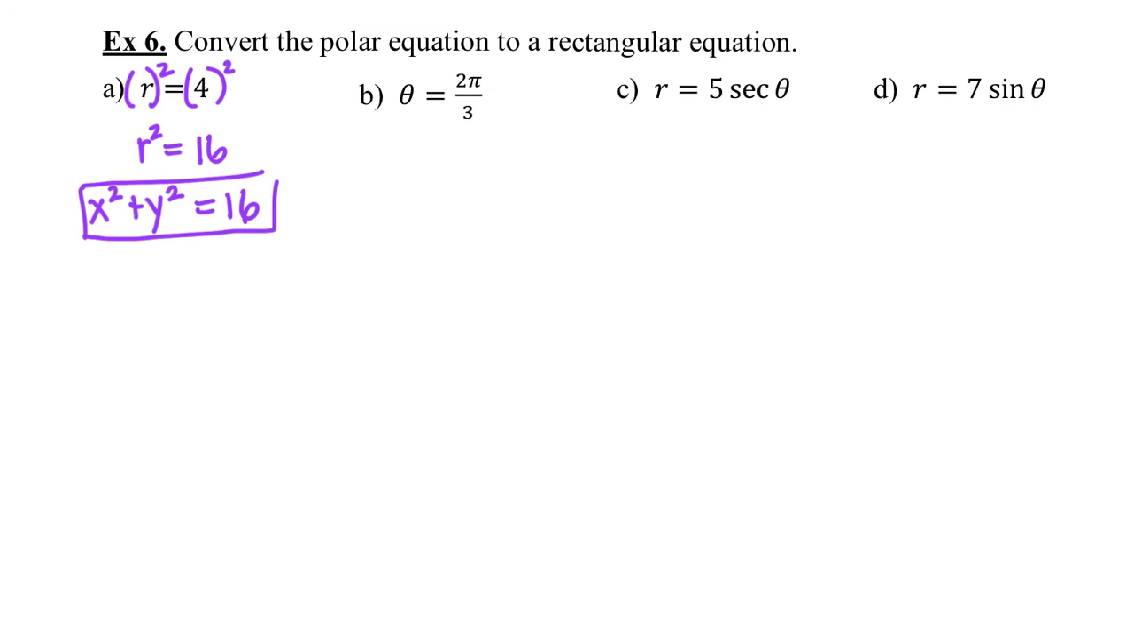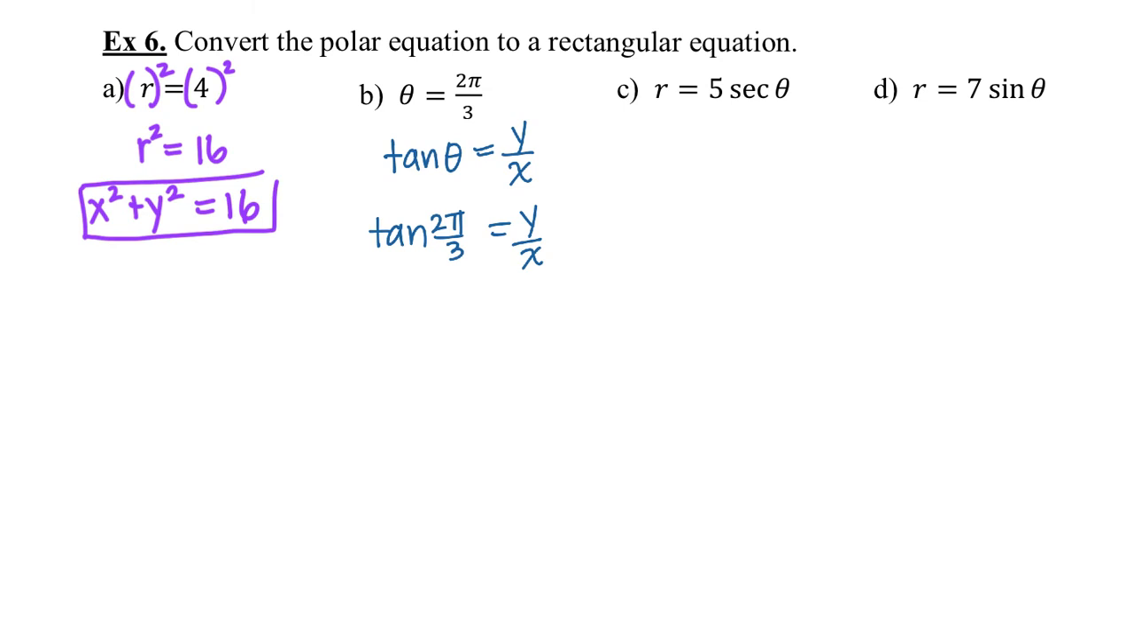Okay, now for b, it says theta equals 2 pi over 3. Okay, the only equation that has a theta in it from the list of formulas that we've been using is tangent theta, which equals y over x. And I'm using that because it's the only equation that has theta by itself. Now they tell me that theta equals 2 pi over 3, so I'm going to substitute in tangent of 2 pi over 3 equals y over x.